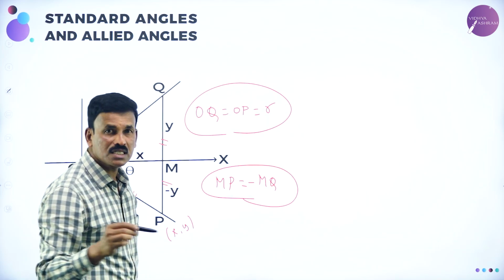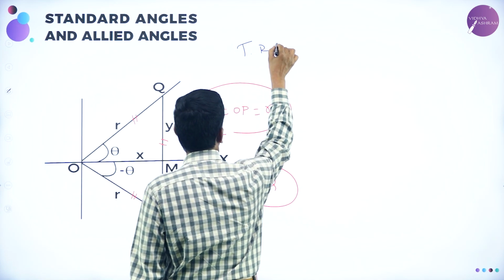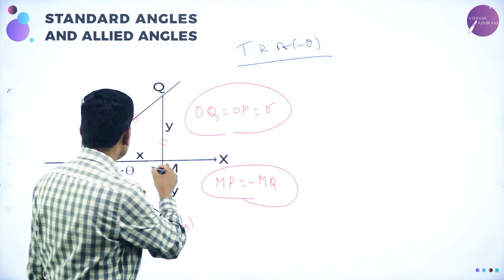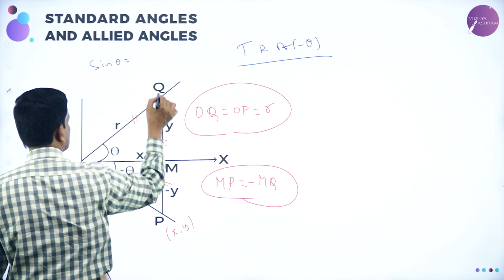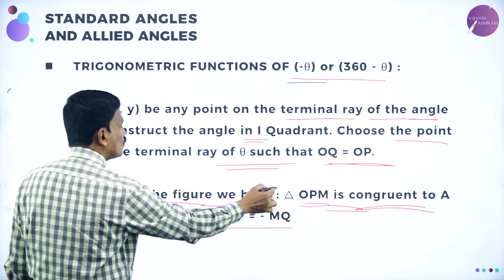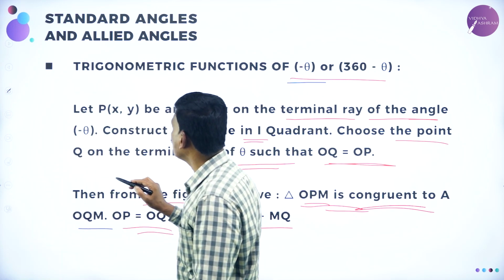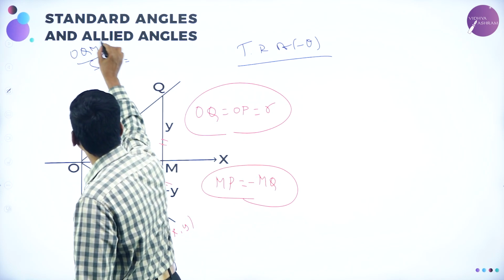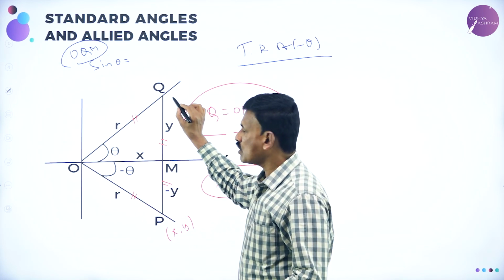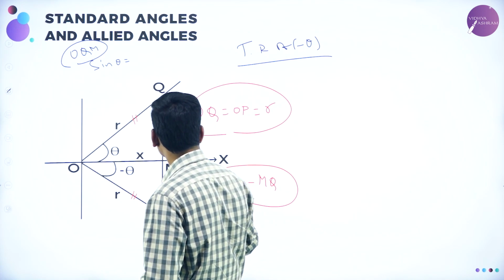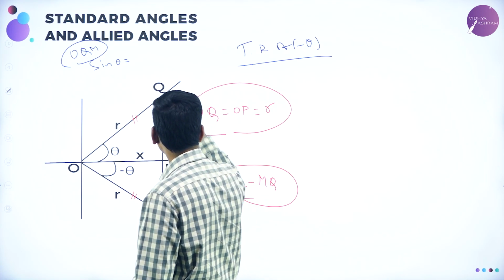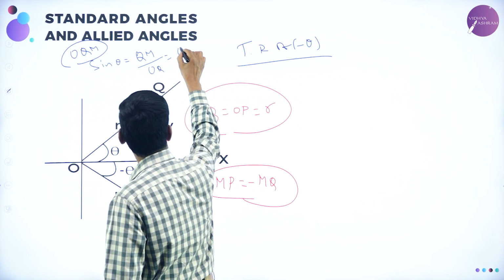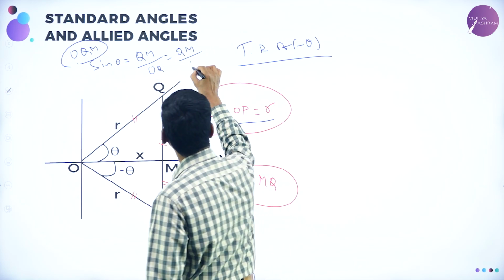Now, let us discuss the trigonometrical ratios of minus theta with those of theta. Before going to that, let us write down the trigonometrical ratios of plus theta. What is sin theta? From triangle OQM, sin theta is opposite divided by hypotenuse. Opposite is nothing but QM, divided by OQ. That is QM divided by OQ.